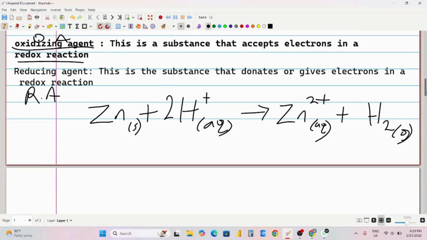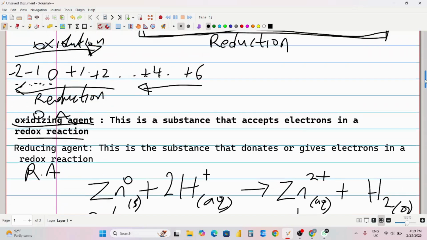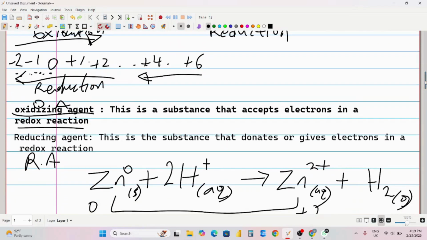So in its atomic state, zinc has a charge of what? 0. Here it is what? Plus 2. So from 0 to plus 2. If you go back to that number line, from 0 to plus 2 is obviously following what? Oxidation.